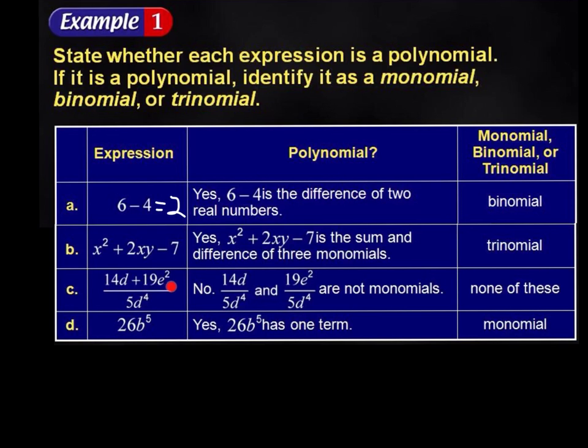C, I have a binomial in the numerator and a monomial in the denominator. Since I'm dividing, it is not going to make up two monomials, so it's going to be none of these. Now 26b to the fifth has one term, so that is definitely a monomial.